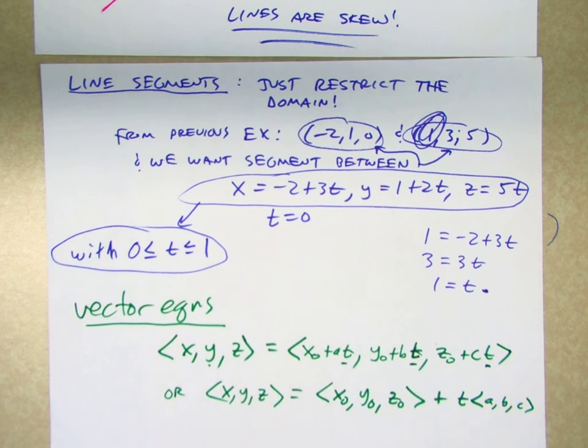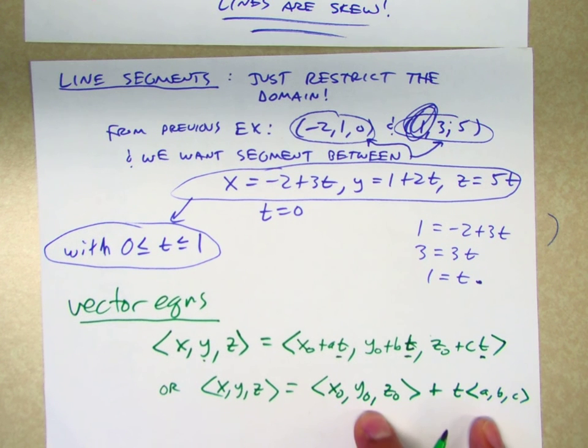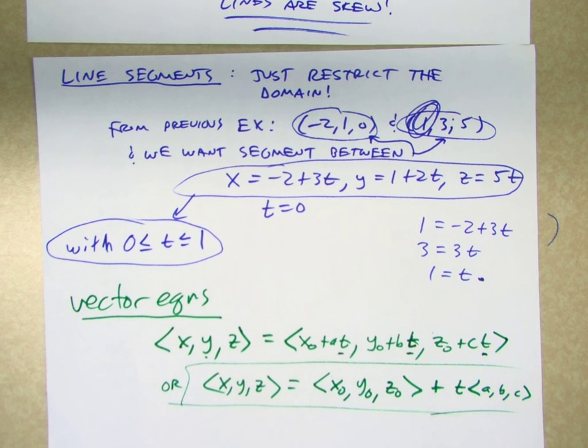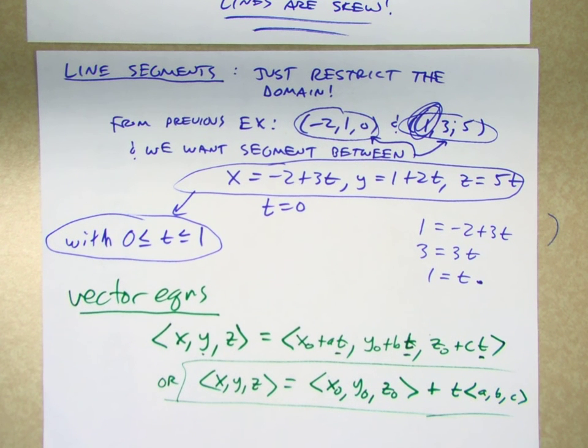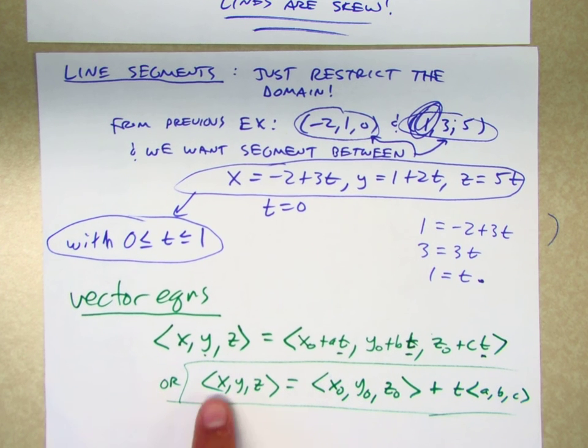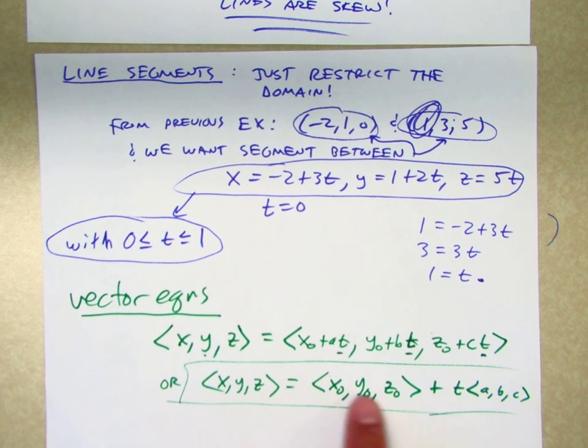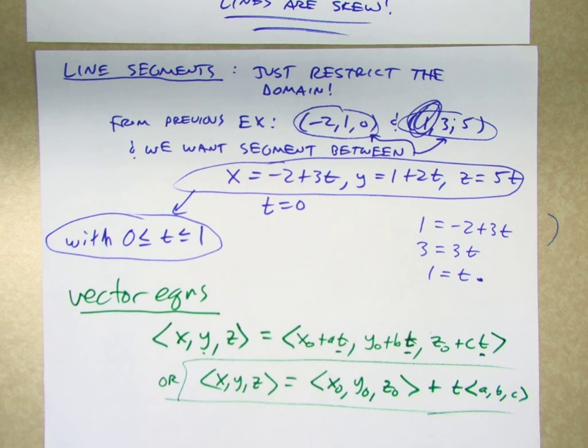So if we split this up into two vectors, this is probably the most commonly used vector equation because it looks just like the parametric form. If you focus solely on x, you guys see that, right? x equals x naught plus at, y equals y naught plus bt, and so on. It's the same thing, just written in vector format, okay?